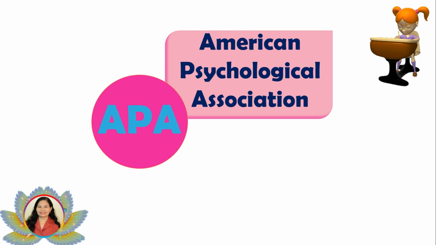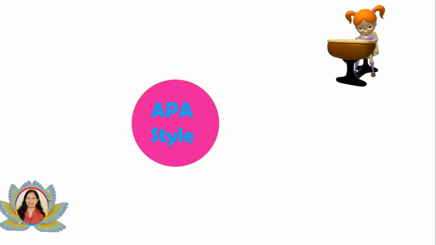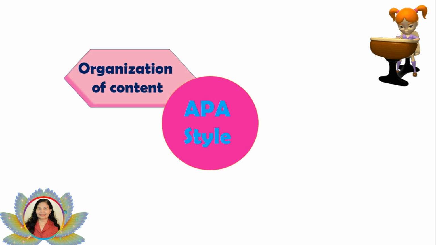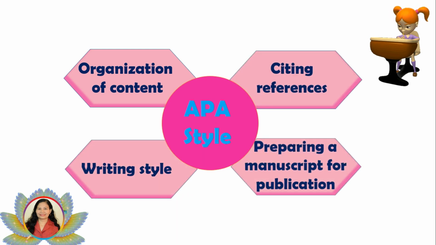Before we go to the in-text citation, let's have first a little background on APA. APA stands for American Psychological Association. It has created a set of publication guidelines known as APA style. It provides rules for writing and publishing research materials. APA style sets standards of written communication concerning the organization of content, writing style, citing references, and preparing a manuscript for publication in certain disciplines.